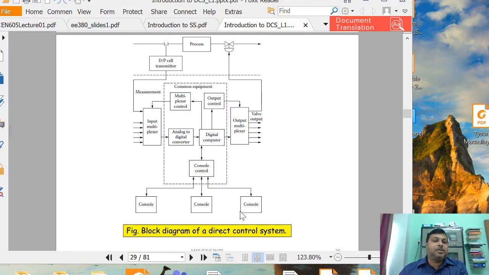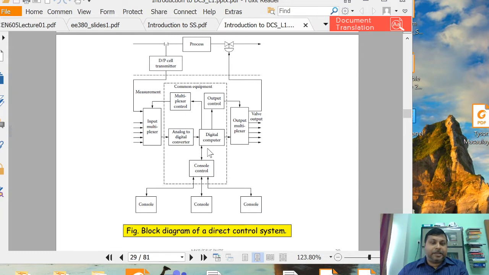Why are these consoles required? These consoles are required because through this console any supervisor or the operator can interact with the digital computer. So now this is the architecture of the direct digital control system.